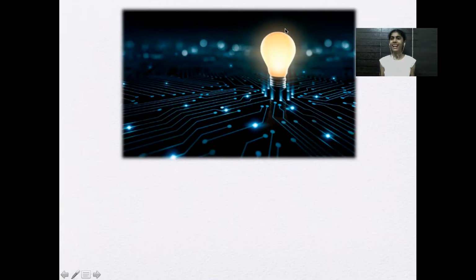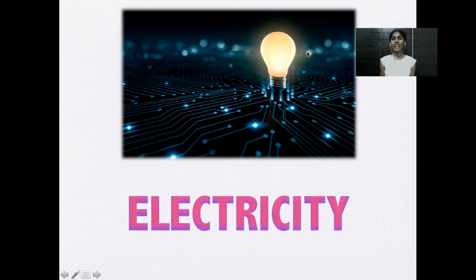Hello everyone, I'm Hasree from class 10th and today I'm going to explain a small topic from the chapter electricity, that is electric power. Firstly, let's quickly recap what we know about power.